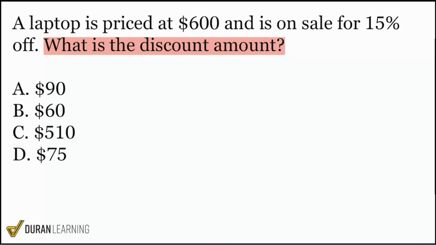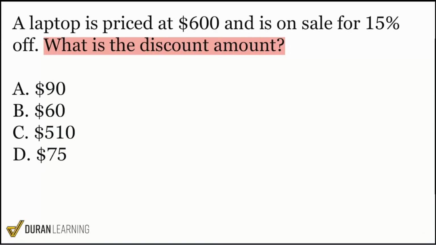Reading all of this, what is the discount amount? When we read that out loud, I hope we can see that we're looking for one amount here, the discount amount. We're not looking for the final price. Remember, it says discount amount. It does not say final price. So if we want the discount amount, let's understand the information we have.